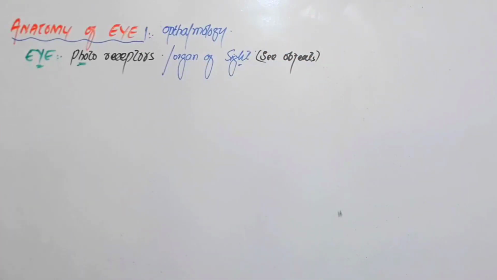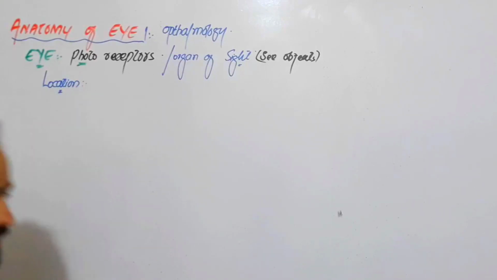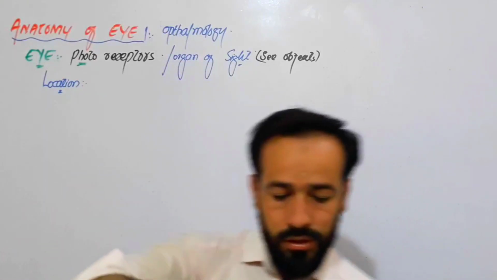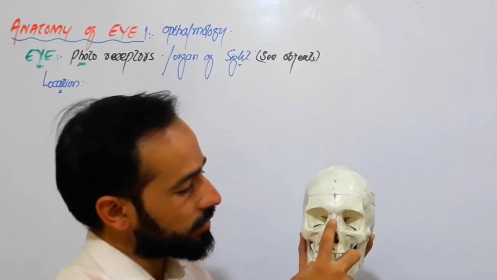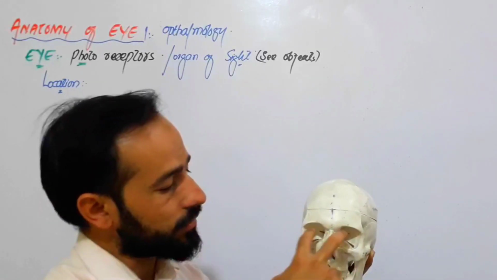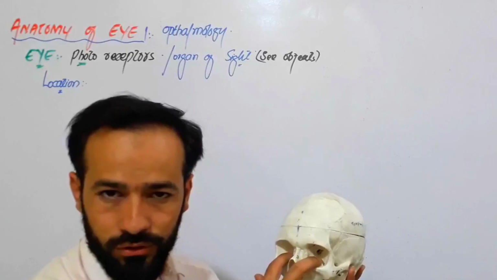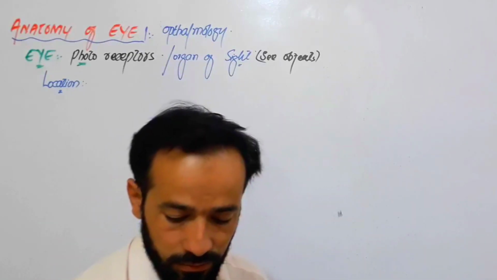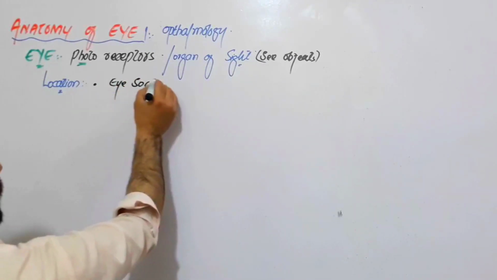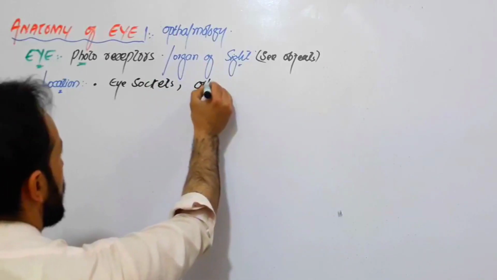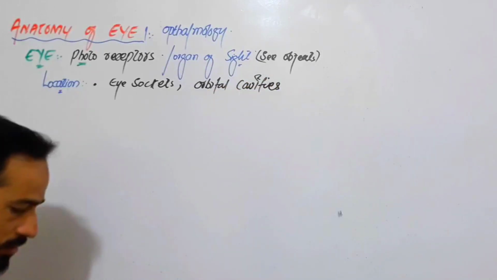Done. Then what is the location of eye? Where are the eyes located? Look carefully. In our head, this is the head, we have two sockets. On either side of the nose, superiorly, we have two sockets, and these sockets are called the eye sockets, or orbital cavities, right? So eyes are located in the orbital cavities or orbital sockets. This is the location of the eye.